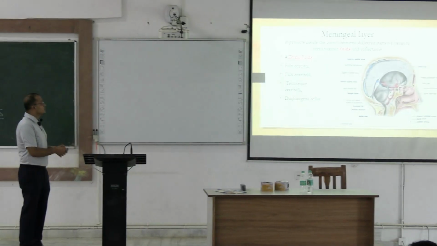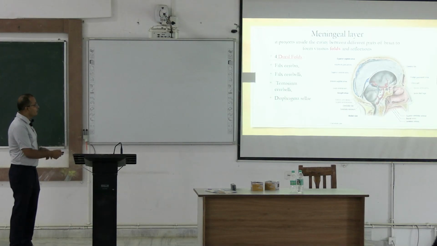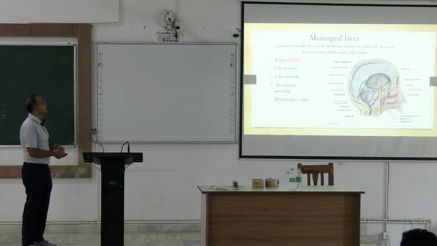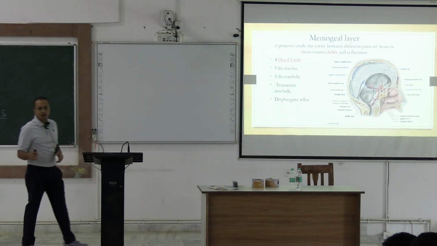Now, coming to these dural folds, we have four meningeal folds of the dural layer present in the meninges of the brain or central nervous system. We call them the falx cerebri, falx cerebelli, tentorium cerebelli, and diaphragma sellae. So these are the four folds.